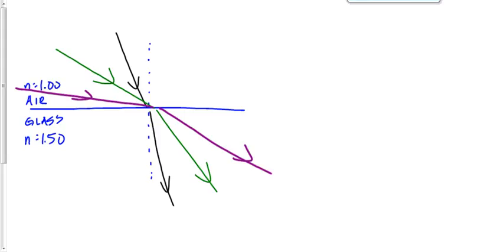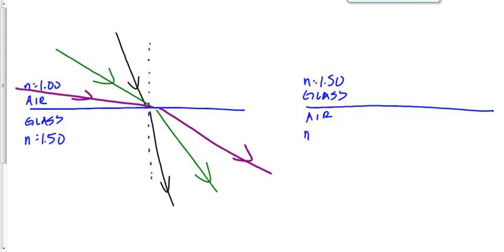Let's draw another picture now, though. This time, let's put glass on the top. Once again, glass has the index of refraction of 1.50, and air has the index of refraction of 1.00. This time, let's shine a ray of light at a small angle as measured from the normal line. This time, because we're going from high to low, big to small n, n goes down, speed goes up. As speed goes up, theta goes up. This time, theta 1 up here is smaller than theta 2.